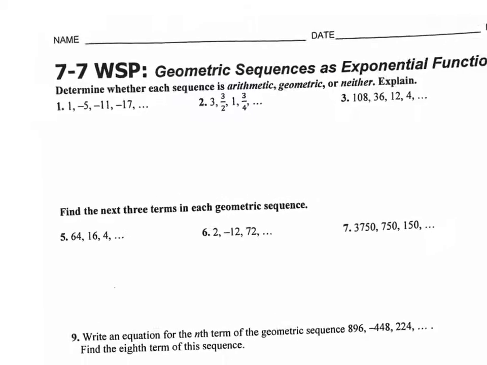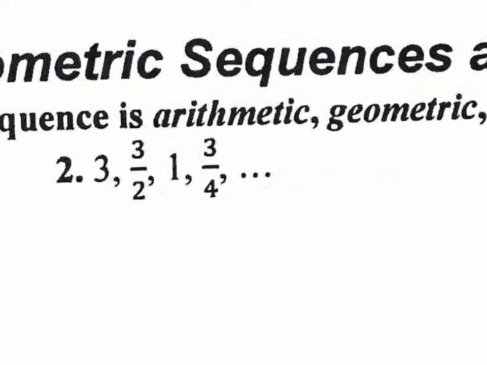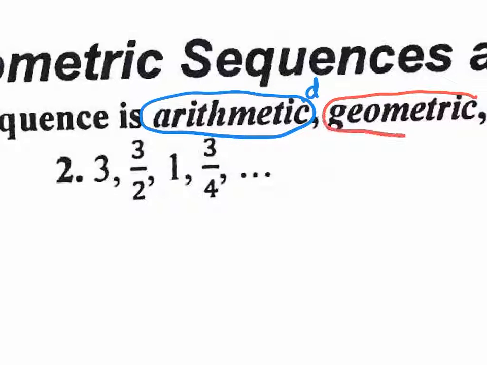You're doing the even ones on 7.7 WSP, and you need to be able to tell when it's arithmetic, when it's geometric, or when it's neither. Again, arithmetic has a common difference, D. Geometric, the one that we're dealing with these days, has a common ratio, R. So you need to know that, okay?